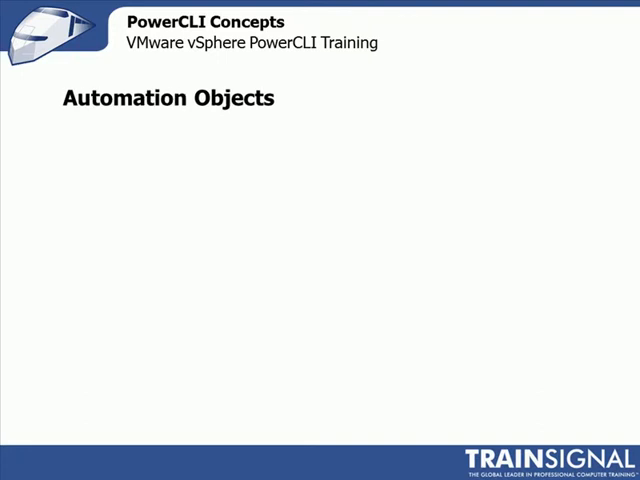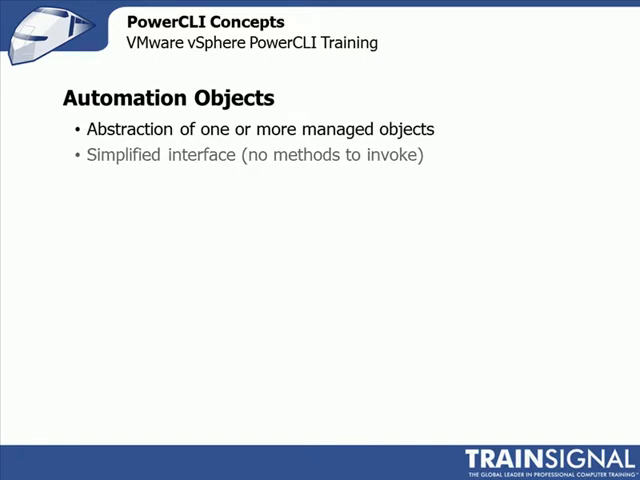However, something new to PowerCLI is the automation object concept. You might hear them called some other names, but this is a name that I coined. These are an abstraction of one or more managed objects. They have a simplified interface. By that I mean that there are no methods to invoke.